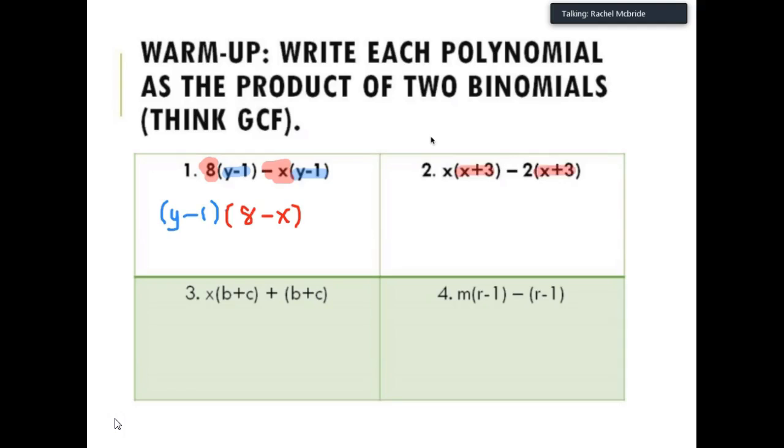In number 2, your GCF is x minus 3. So you take out your x minus 3 as a factor. And that leaves behind x minus 2.